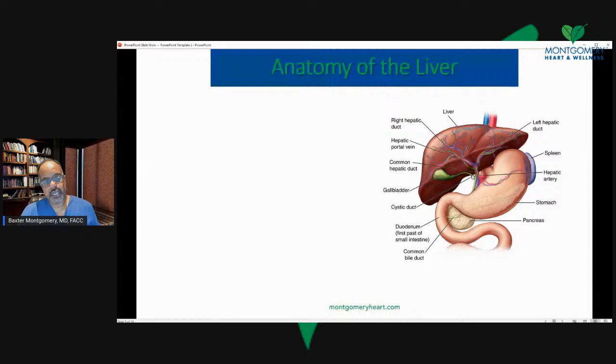It's called the portal vein. Now, portal means transport. And this is the vein that transports nutrient-rich blood, that is, from the intestines to the liver itself. And that's important. So when you consume something, when you eat bread or toast or any kind of a meal, you digest that meal.